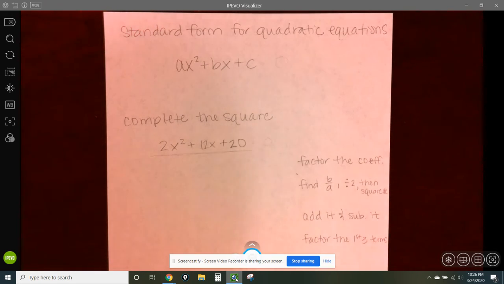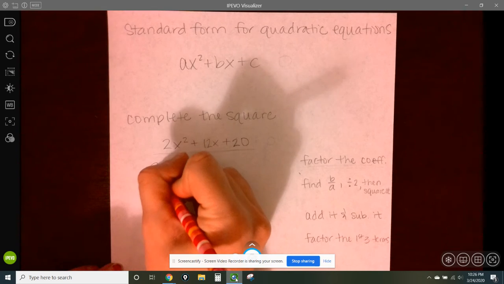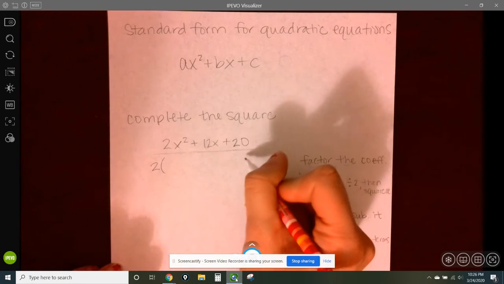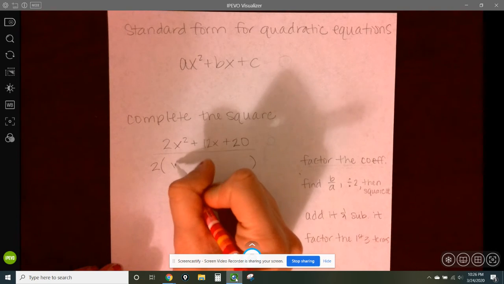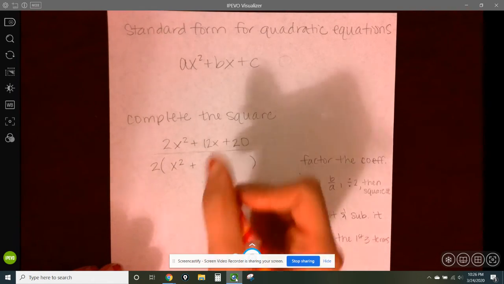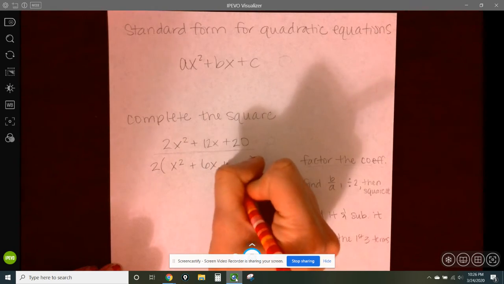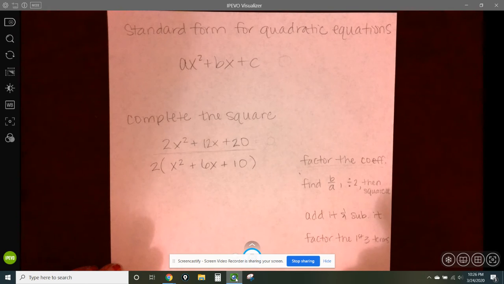The first step is to factor out the coefficient in the equation. That means I'm going to factor out this 2. So my next line is going to look like 2 parentheses, and I have to divide all of these things by 2. The first one will just be x squared. 12x divided by 2 is 6x. And 20 divided by 2 is 10. So that was the first step.